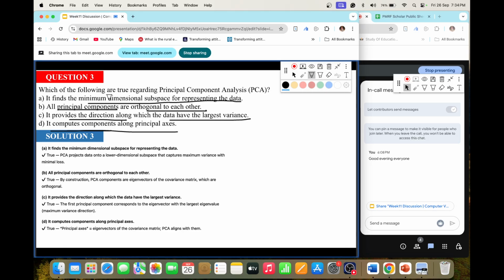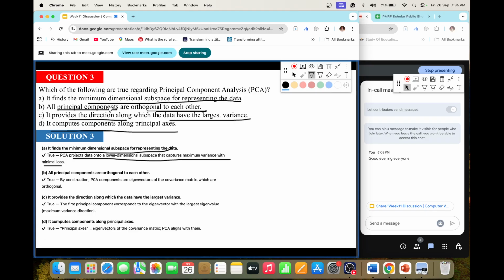So it finds the minimum dimensional subspace for representing the data. Very true, PCA projects the data onto a lower dimensional subspace that captures maximum variance with minimal loss. So we can easily say this statement is true. And second statement, all principal components are orthogonal to each other. Yes, principal components are nothing but your eigenvectors, and eigenvectors are always orthogonal to each other. So option B is also right.